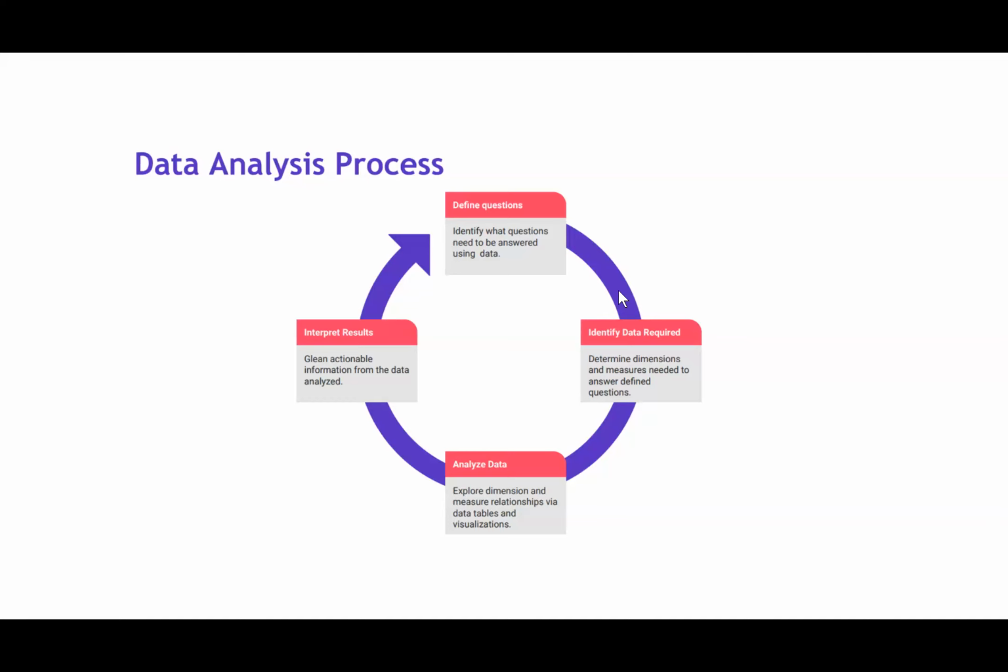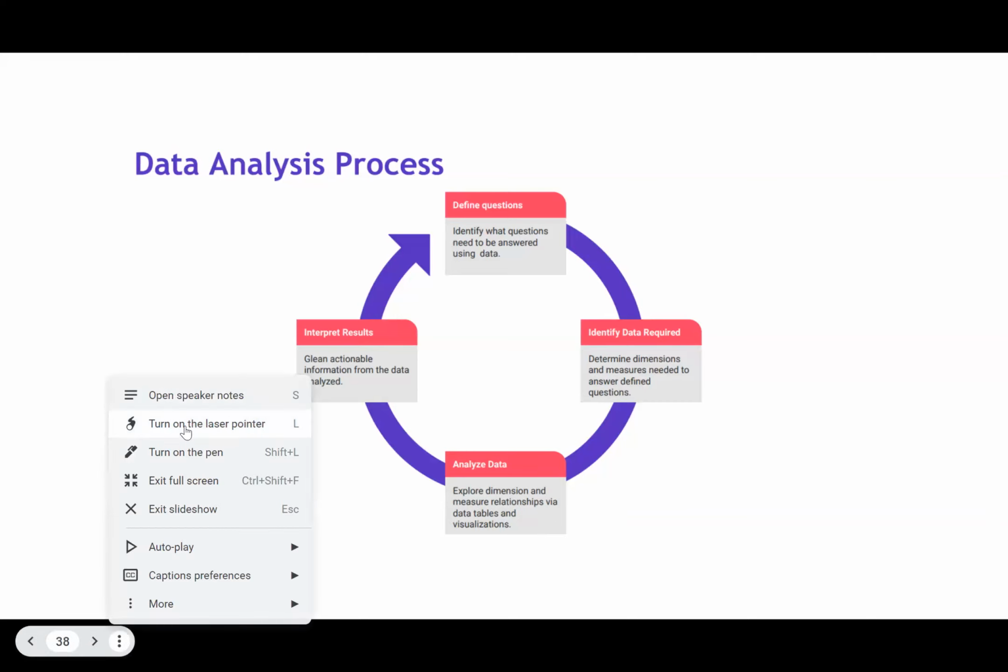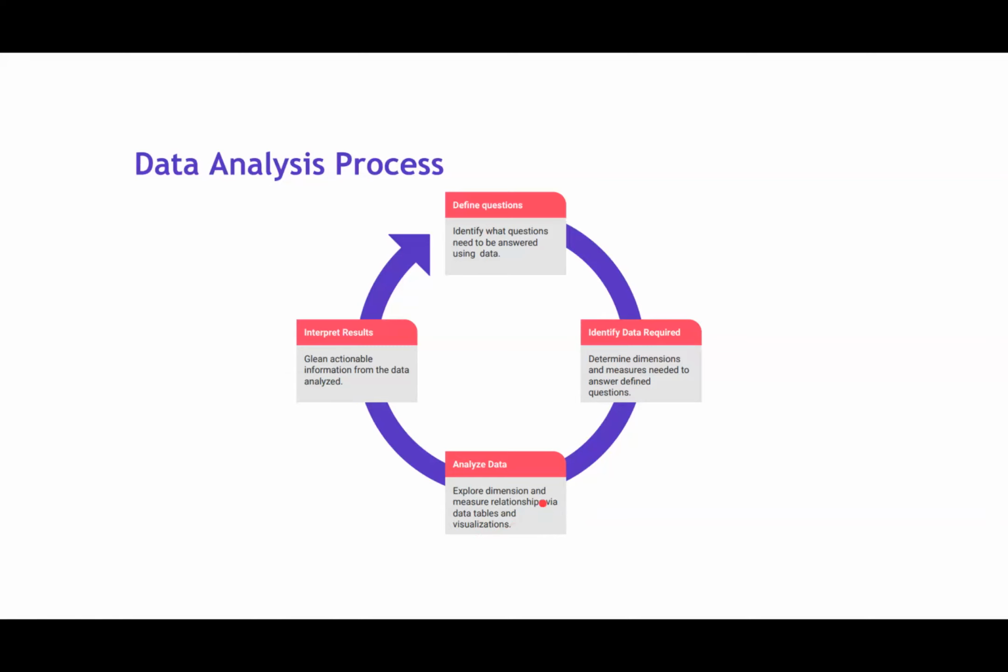You need to determine whether the required data is available or not to fulfill your defined questions. Then you need to analyze and explore. Once the data is available, you need to explore dimensions, measures, and any relationships between the tables that are required to join those tables. According to that, you analyze the data in the Explore section.